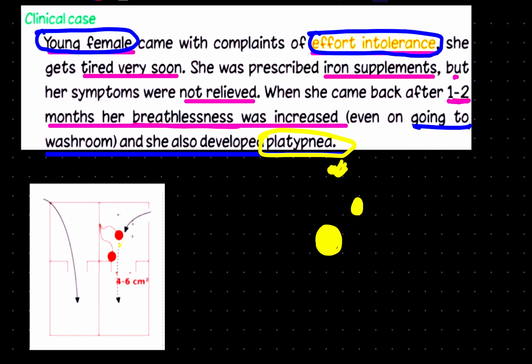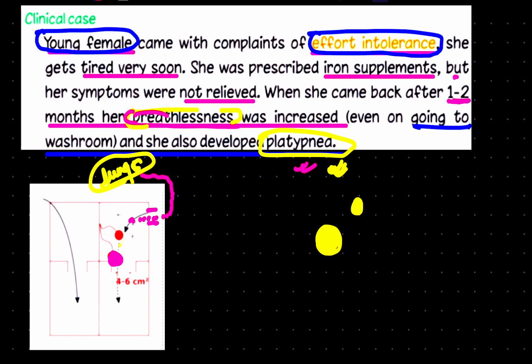Why dyspnea? Because there is incomplete blockage of the mitral valve, because of which blood can reach into the lungs, right? Because of that there can be pulmonary edema also, because of which there can be dyspnea. So the key findings are breathlessness or dyspnea. Similarly, the most important is platypnea, right?